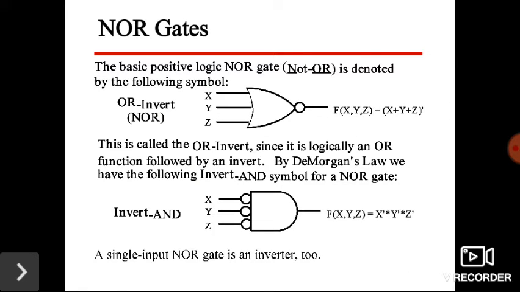Then the basic positive logic NOR gate, not OR, is denoted by the following symbol. OR invert with inputs X, Y, Z. Then using the bubble we will get (X plus Y plus Z) the whole bar. This is called the OR invert, since it is logically an OR function followed by an invert. By De Morgan's law we have the following invert AND symbol for the NOR gate. So XYZ with the bubbles, we will get X bar dot Y bar dot Z bar. A single input NOR gate is an inverter too.